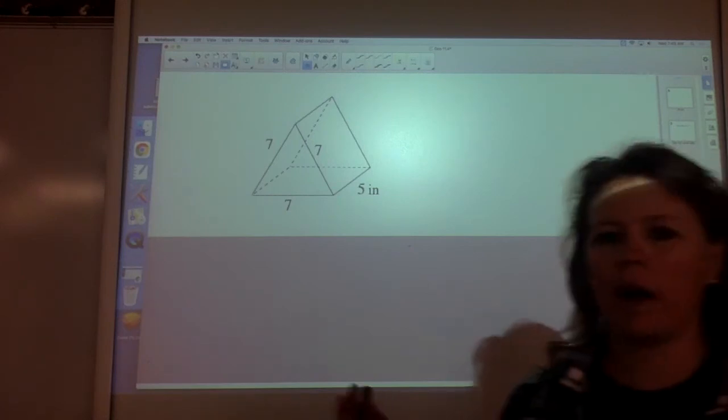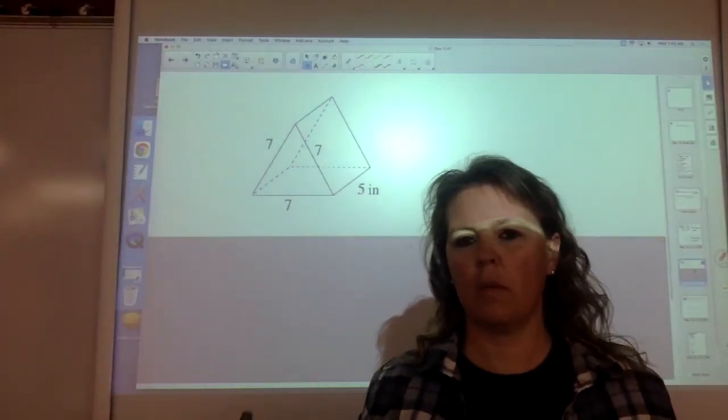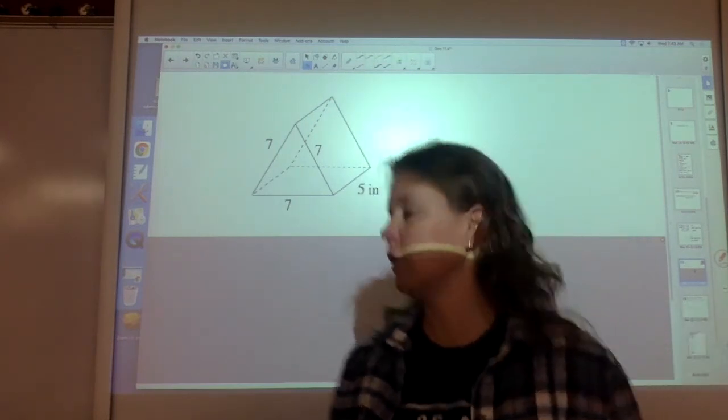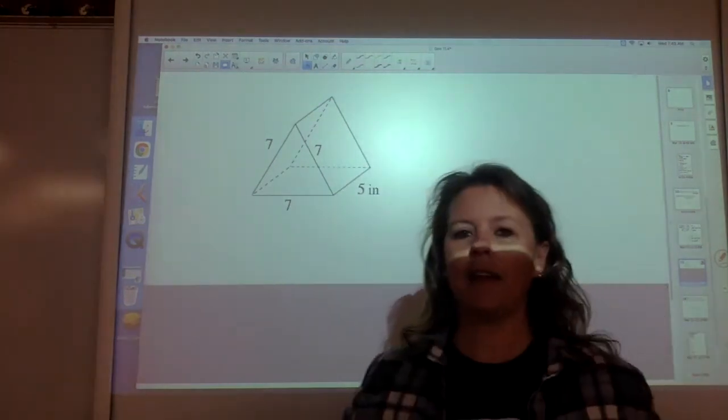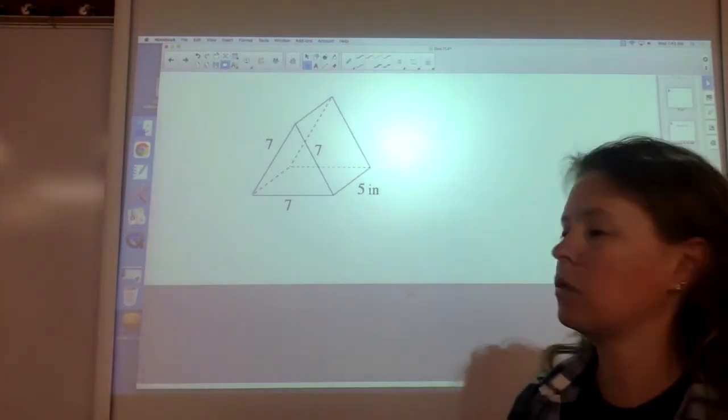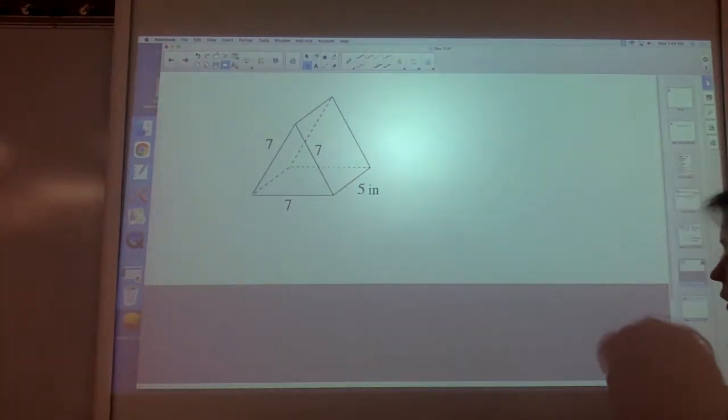Just because I'm 5'4" almost, 5'3" 3/4. Maybe if I stand on my tiptoes, get out of the shadow. Okay. If I lay down, I'm still 5'3" 3/4. You don't change your height just because of the distance it's going.